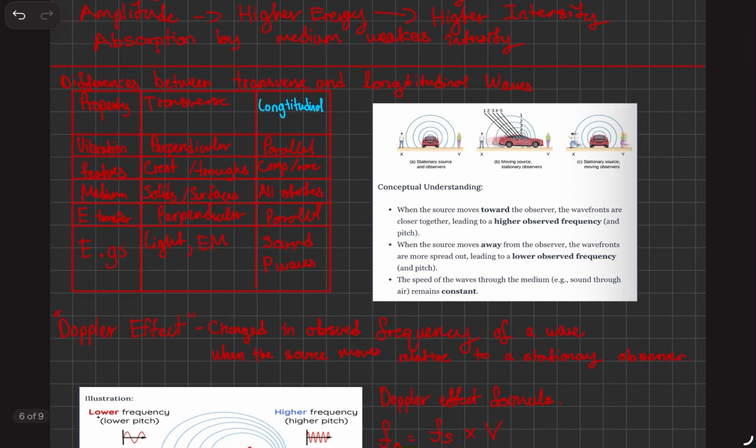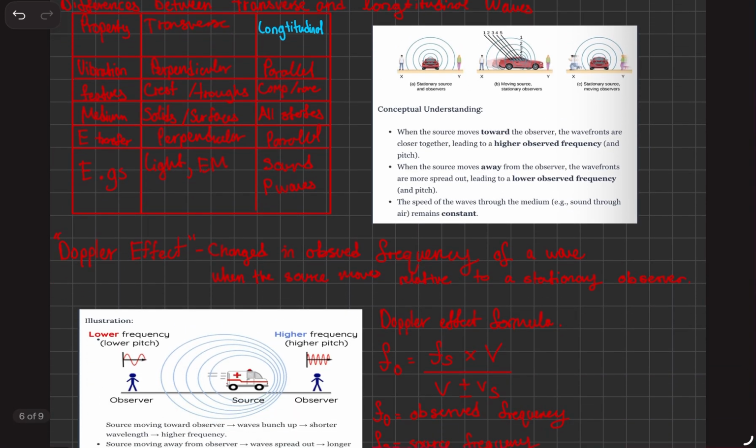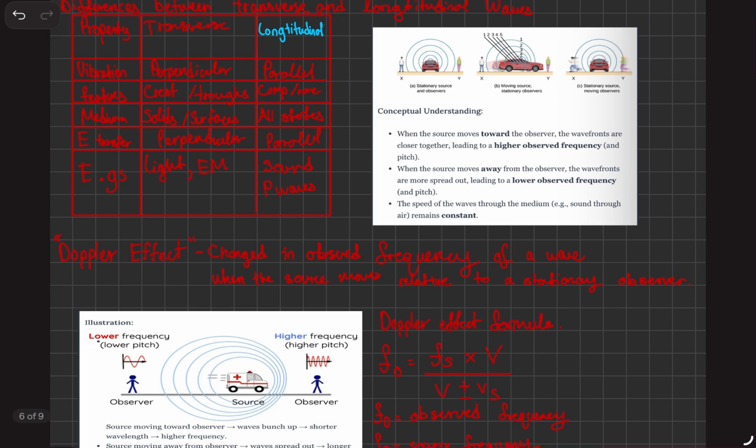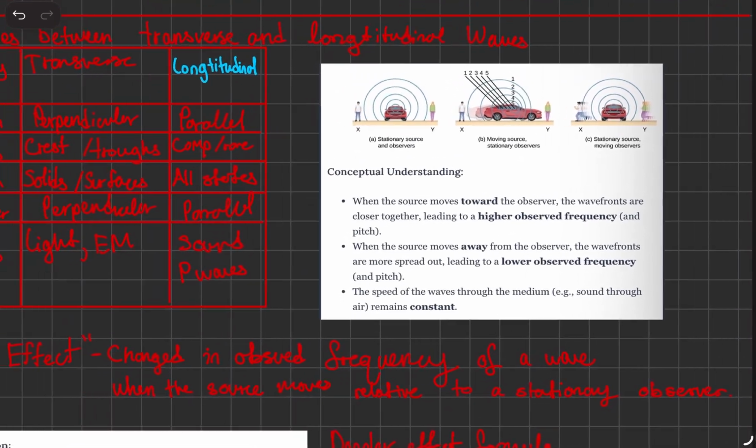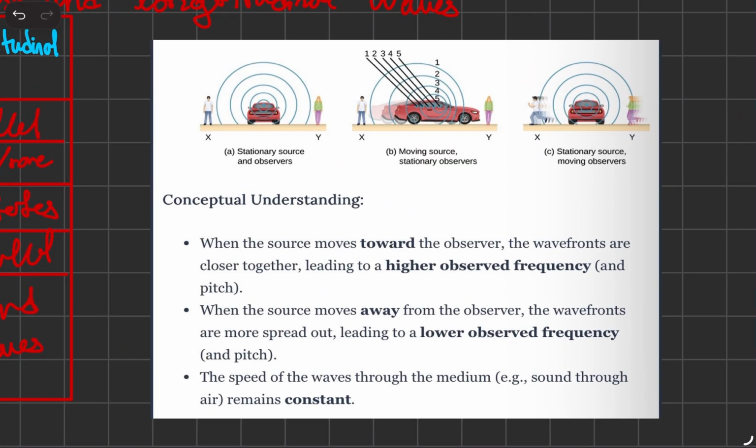Now, we're going to go over the Doppler effect. The Doppler effect is defined as the change in frequency of a wave when the source moves relative to a stationary observer. Now, if we go here, we can see that there's a stationary source. It's got quite an even distribution between each wave front.